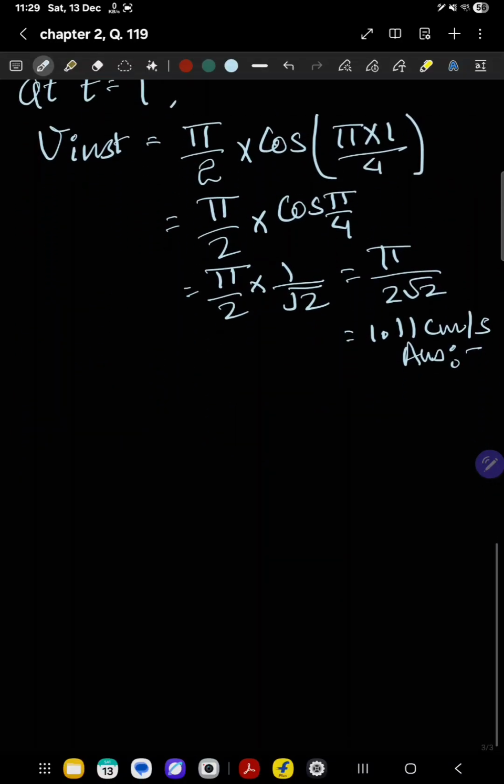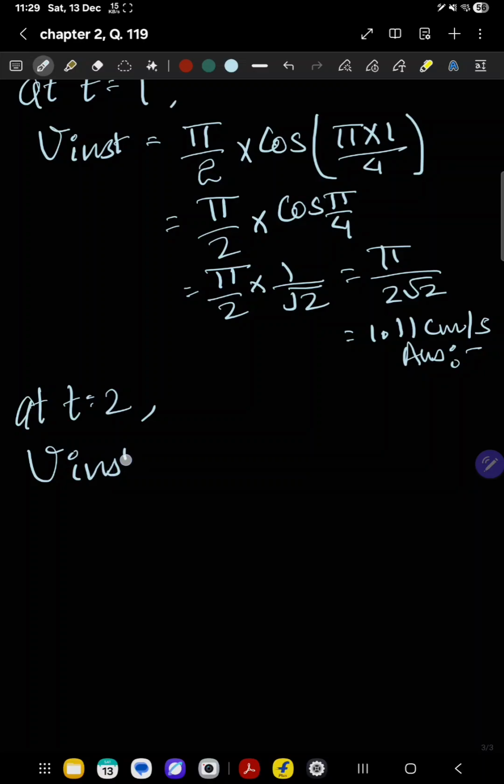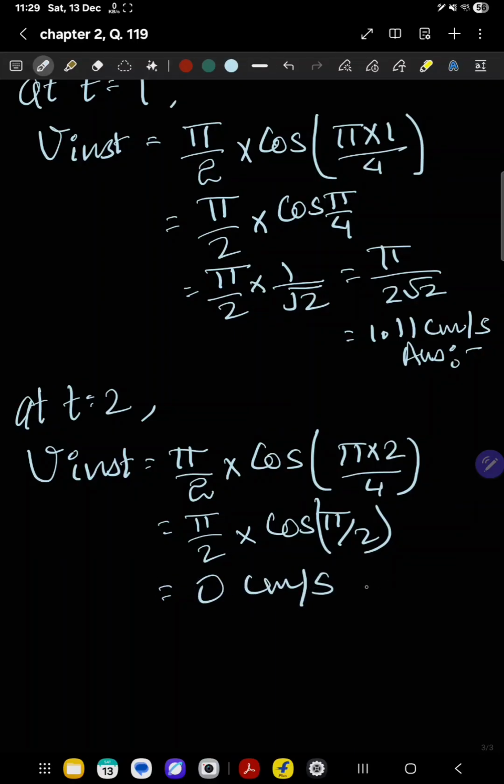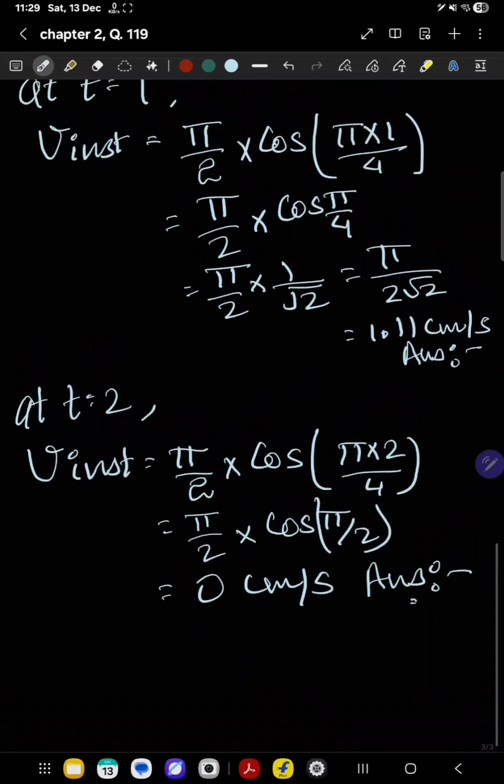Now at t equal to 2 we will have v instantaneous equal to pi by 2 into cos pi into 2 by 4. This will give us pi by 2 into cos pi by 2, which will give us 0. So the B part is also complete.